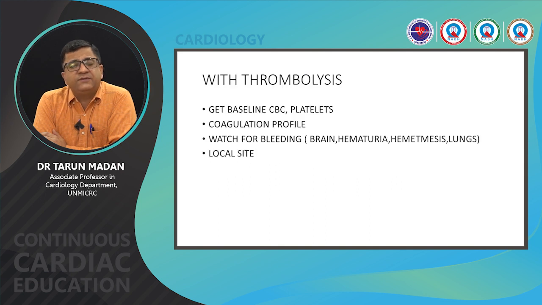With thrombolysis, we have to look for baseline CBC, platelets, coagulation profile, and watch for bleeding in the cavities, in the brain, in the thorax, in the peritoneal cavity, and from the orifices in the form of hematemesis, hemoptysis, or hematuria, or bleeding per rectum, local site bleeding.